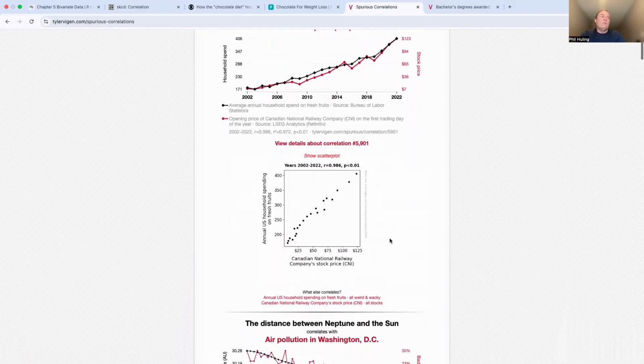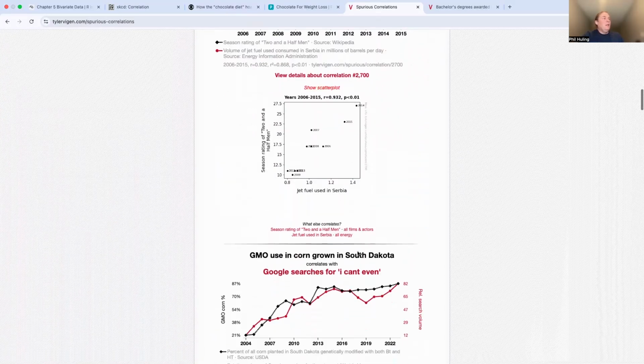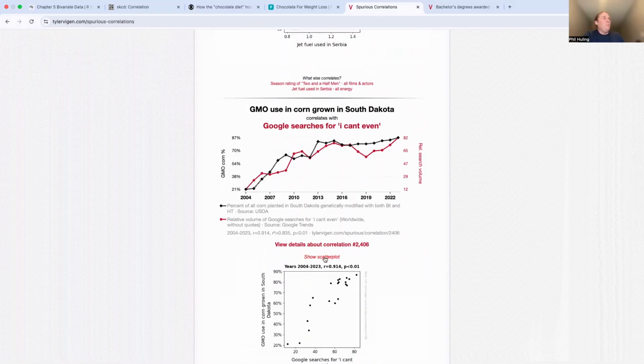Now, you can scroll and see many other examples here, and in each one you can click on to see the scatter plot. Click on a couple of them to show them to you.